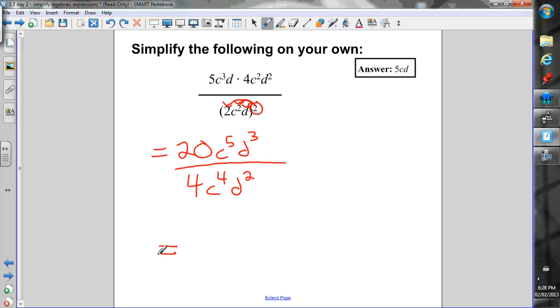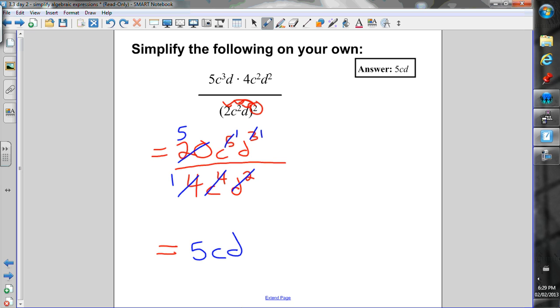Let's simplify this. 20 over 4, in simplest form, is 5 over 1. 20 divided by 4 is 5. C to the 5 divided by c to the 4. 4 pairs are going to cancel, so those are gone. Take away 4 from that, I'm left with 1. D cubed divided by d squared, 2 pairs are going to cancel. Take away 2 from the 3, I'm left with d to the 1. So you could write your final answer here of 5cd.